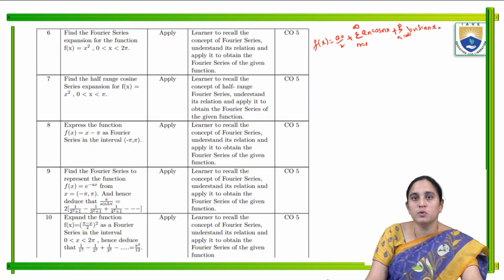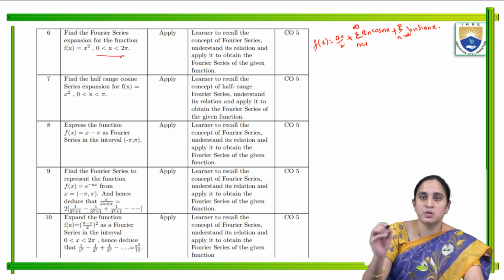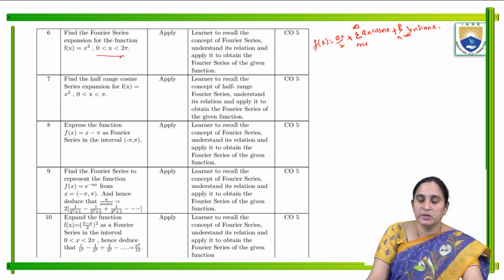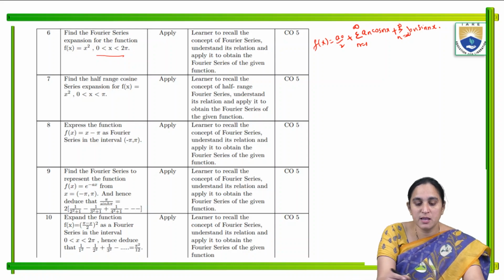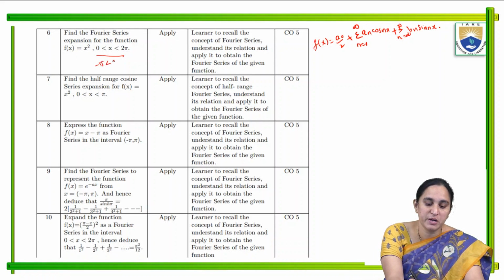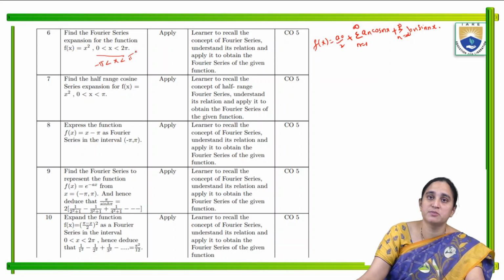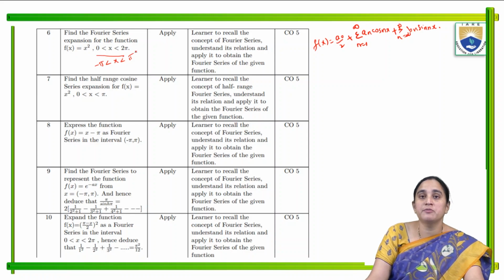F of x is equal to x square means what? Okay, this is within the limit 0 to 2 pi. For that case, we can find a0, an and bn values. For the same question, if they are asking the limits minus pi less than x less than pi means what? For that case, definitely first of all we can verify the function is even or odd.